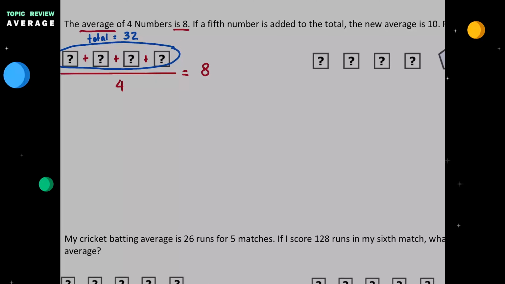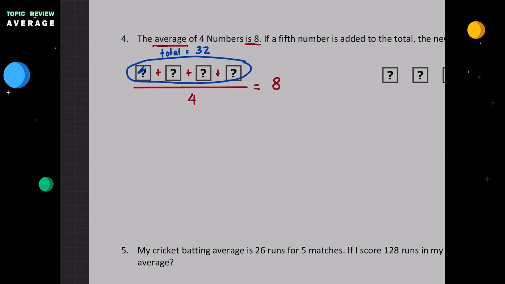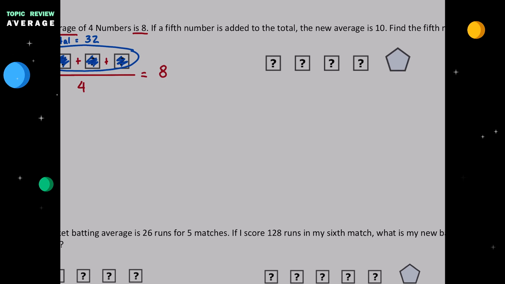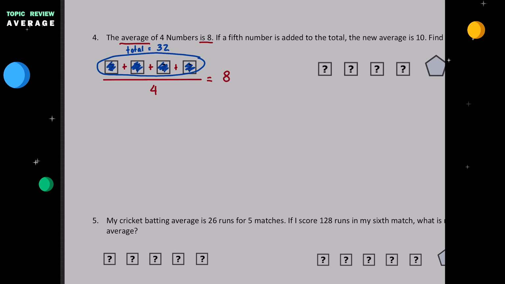Now it says if a 5th number is added. Now just remember that these four numbers add to 32. Okay, there's the 4 numbers. It says if a 5th number is added to the total, the new average is 10. So first we know that from this first picture we can figure out the total of the 4 numbers is 32. That's the first step. I know the first 4 numbers will add to 32.